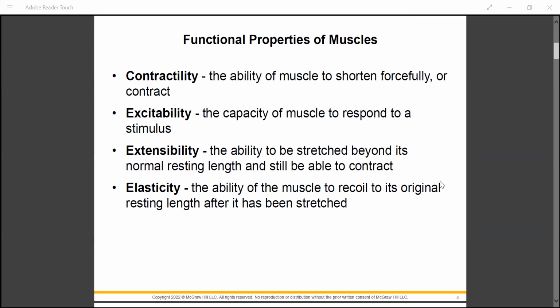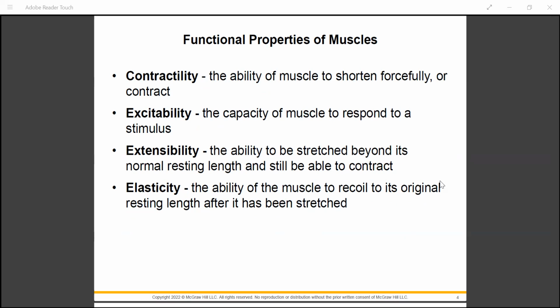All right, we're going to touch on a few functional properties of muscles. So you should know these for the exam. So contractility is the ability of a muscle to shorten forcefully or contract. So that should be an easy one to remember. Contractility is the ability of a muscle to contract. So excitability is the capacity of muscle to respond to a stimulus. So this is how well a muscle will respond to input from our nervous system.